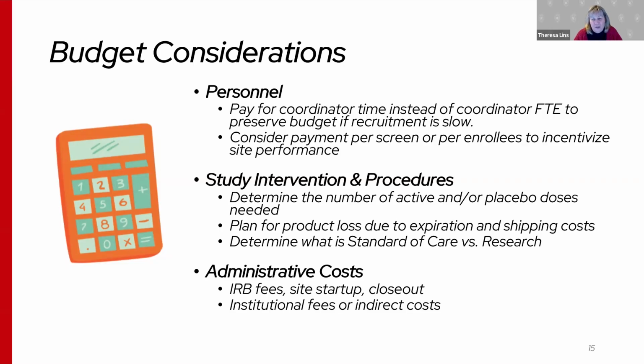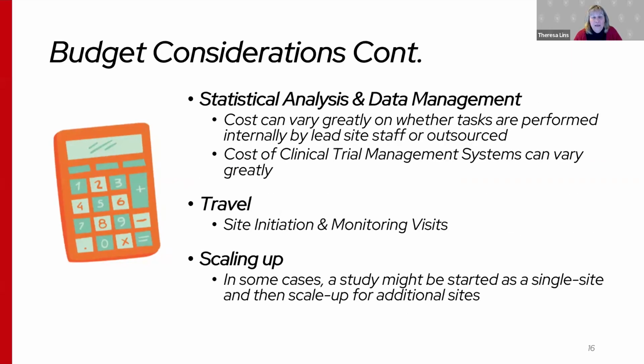Also factor in administrative costs. There are IRB fees, site startup, closeout, institutional fees, or indirect cost. Also think about the cost of statistical analysis and data management. Costs can vary greatly on whether tasks are performed internally by lead site staff or outsourced. There's also the cost of the clinical trial management system that can vary greatly.